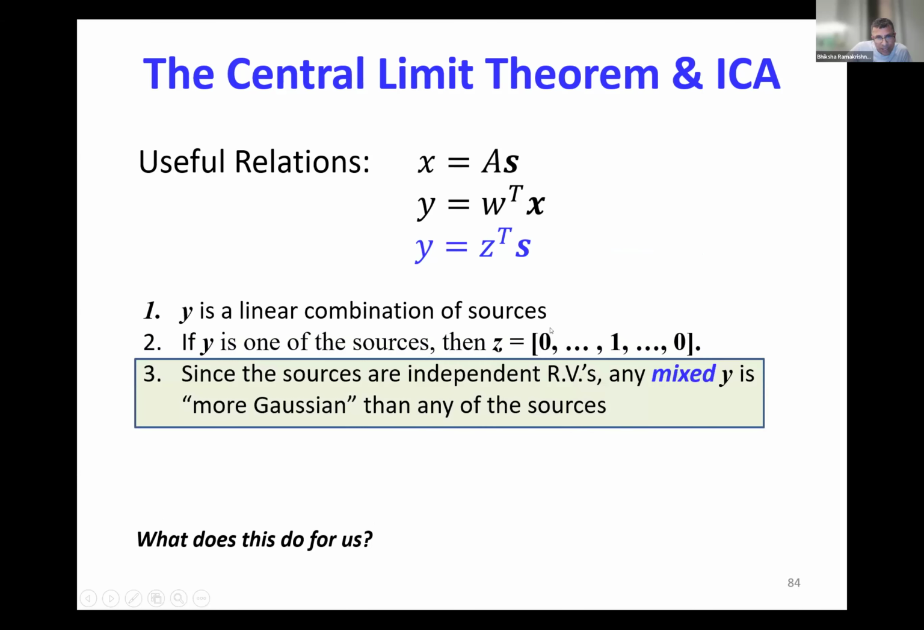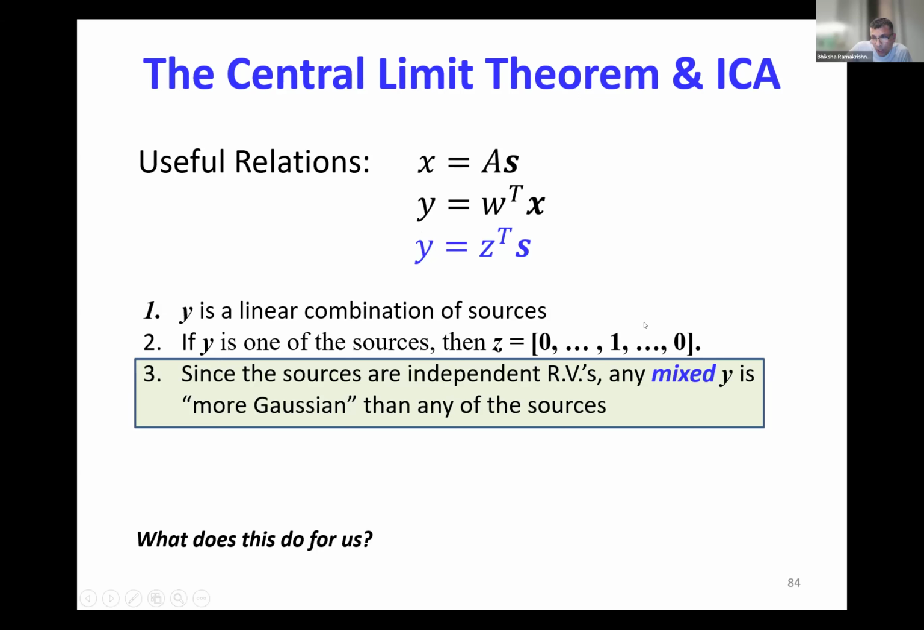What does this do for us? Since the sources are independent random variables, any mixed Y is more Gaussian than any of the sources. If I take any vector Z and multiply it by S, so long as the components of Z sum to 1, this is going to be least Gaussian when Z is one-hot. Can you see that?